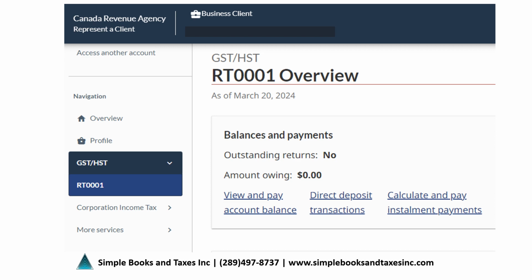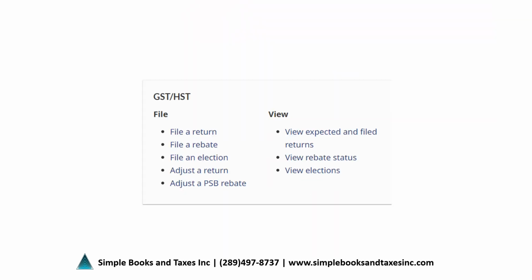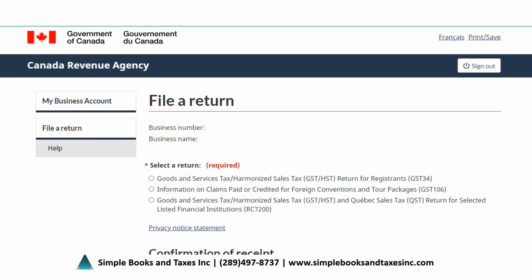Now we are ready to file the HST online. So log into My Business account, go to HST RT0001. From the HST window, File, choose File Return. From the File Return page, make sure that the business number and the business name are correct. Then you have to select a return, which is required.